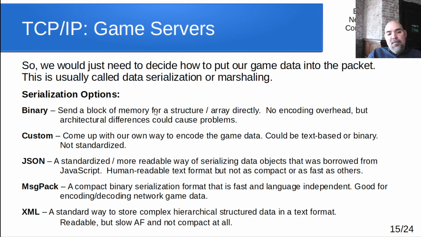MsgPack is a compact serialization format that was designed to be really fast and compact. In other words, if we encode stuff in JSON, we might get a large amount of data. In MsgPack, we're going to get about half or less of the amount of data of a JSON encoded object. But MsgPack is a binary format, so it's not human readable, but I don't know if we really care about the packets going across the network being human readable. And so for game data, I like MsgPack.